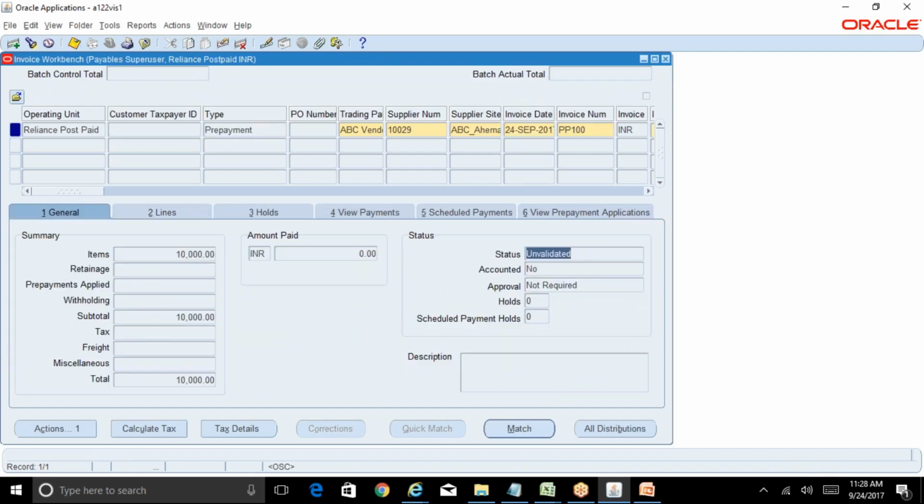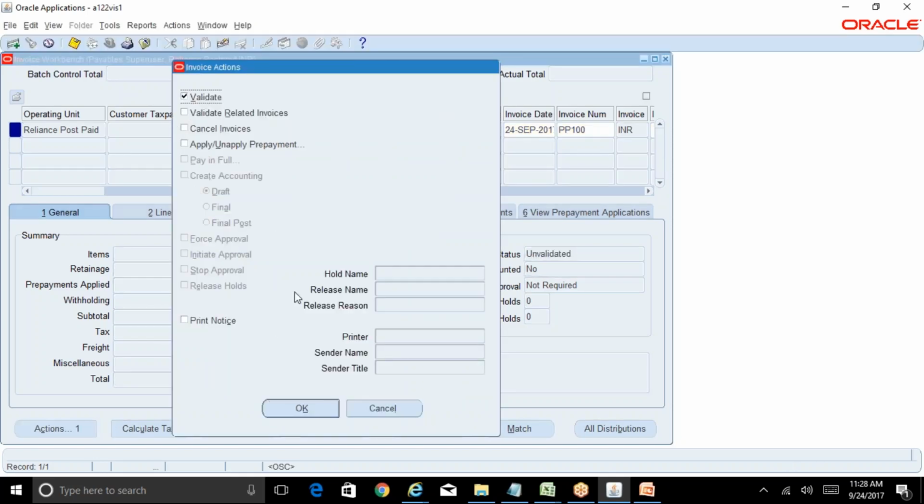Now the status: you can see it is not never validated, it is unvalidated. For prepayment there are different statuses. For a standard invoice, the first status is never validated and then validated, and if you make some changes it goes to needs revalidation, and then again you need to validate. Whereas for a prepayment the first status is unvalidated. Okay, now click on actions, validate.